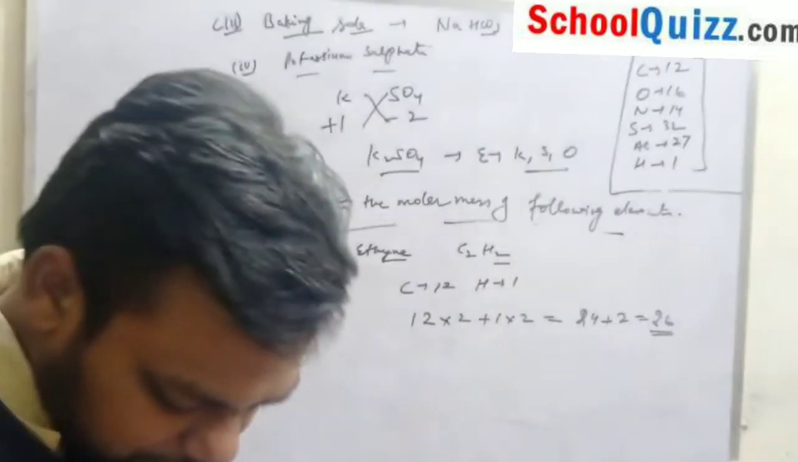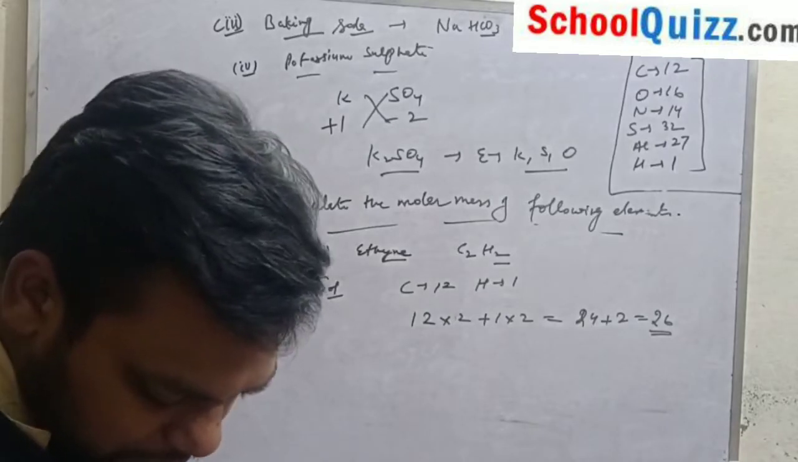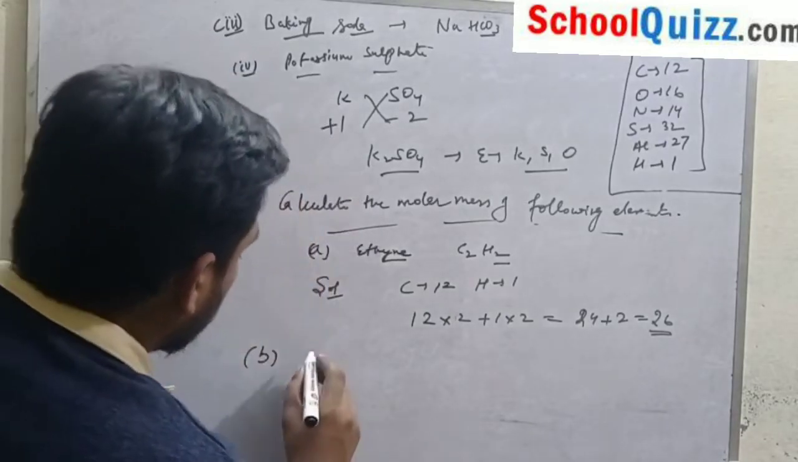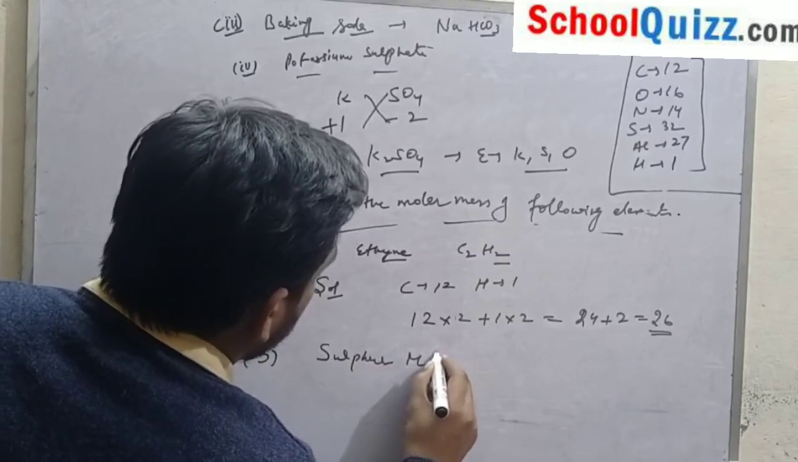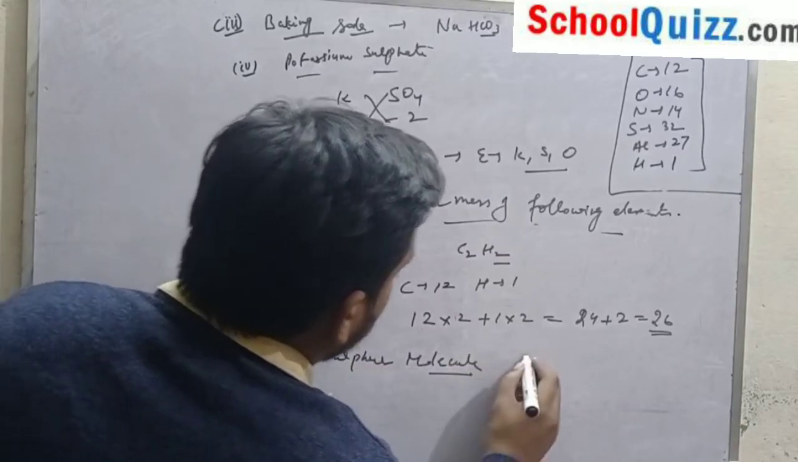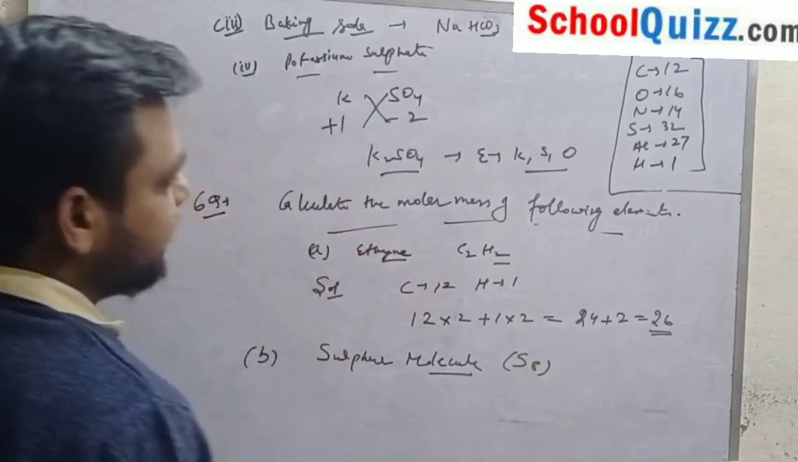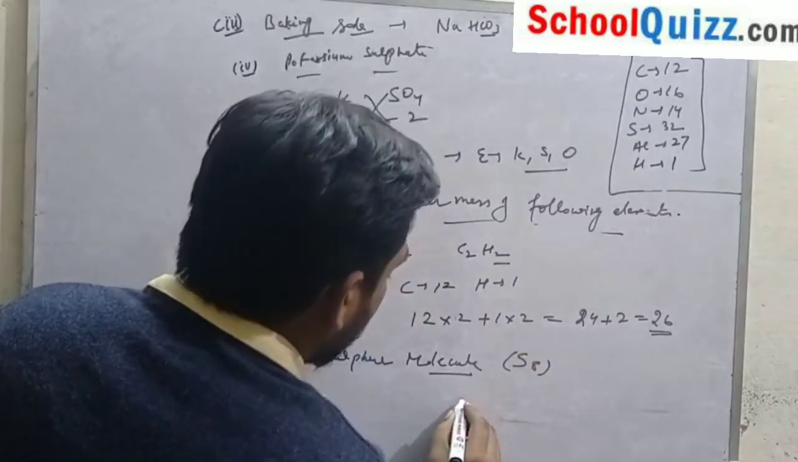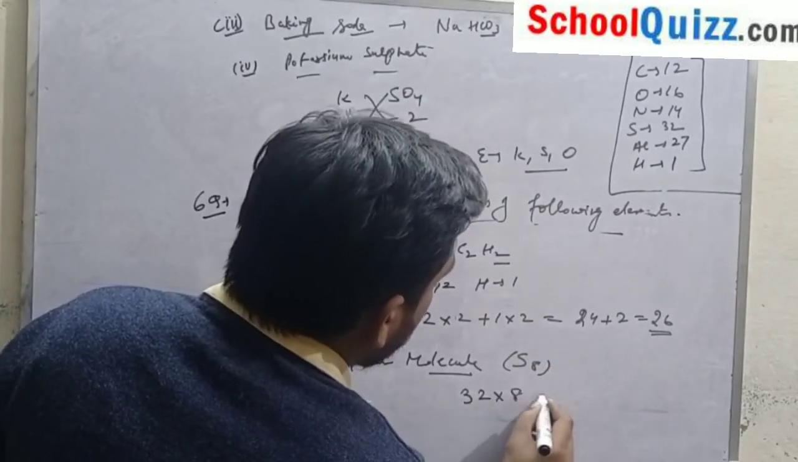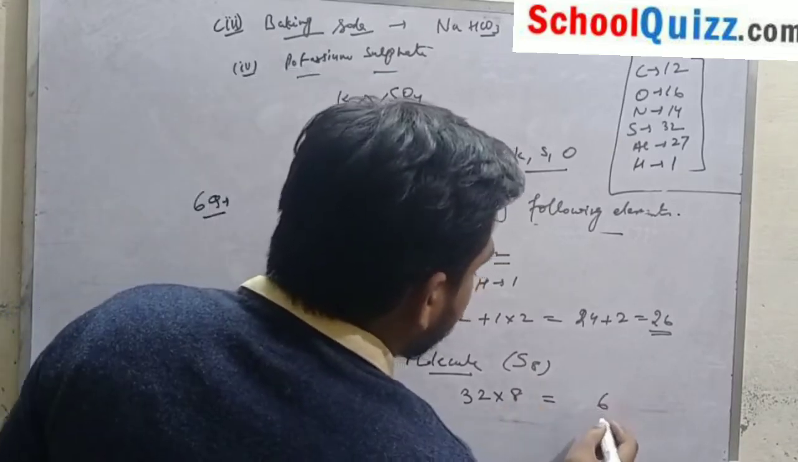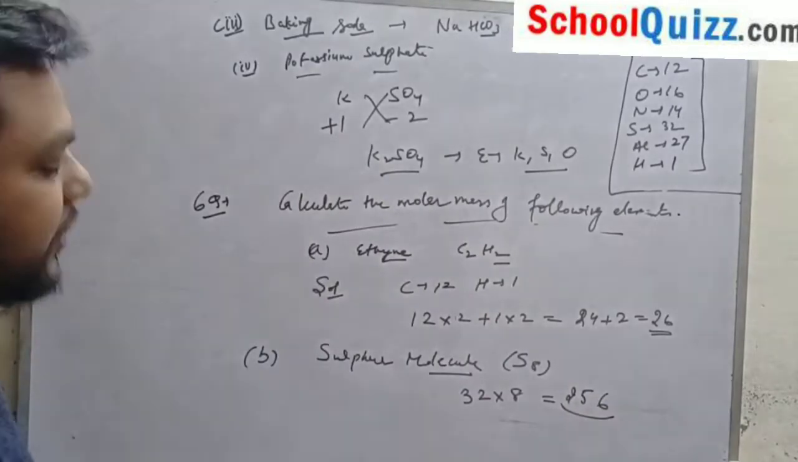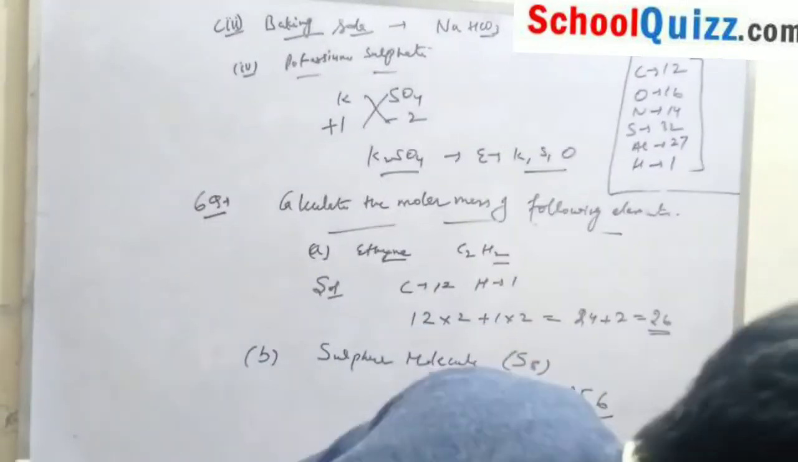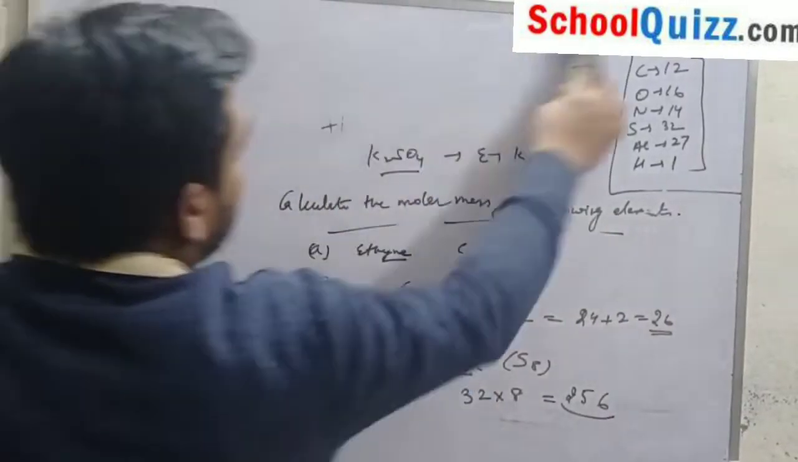So the second one is the sulfur molecule. Sulfur exists as S8. So simply 32 multiplied by 8. 2 8s are 16, 6, 1 carry, 2, 5, 6. That is 256.